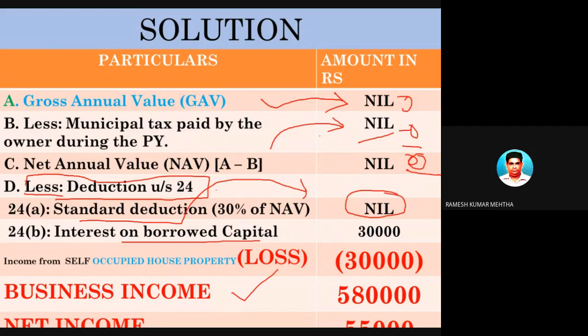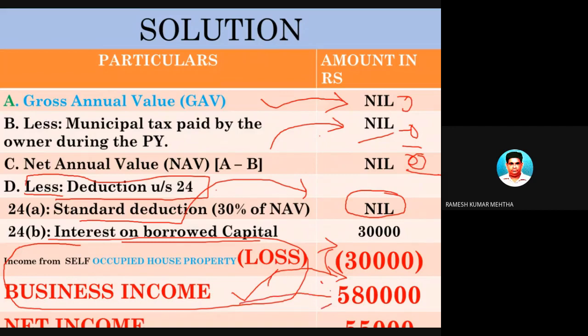There are five sources of income: income from salary, income from house property, business income, capital gains, and income from other sources. But he has two sources of income: one is income from house property and the other is income from business, that is profit from business. So loss is there and income is there. Loss from self-occupied house property, and when he is doing business, he has a profit of 5,80,000 rupees. So this is one source of income, this is another source of income.